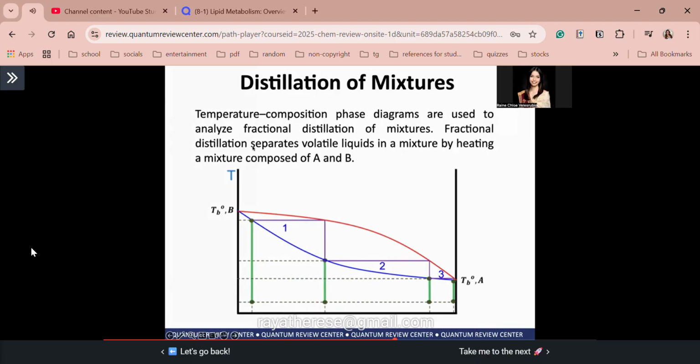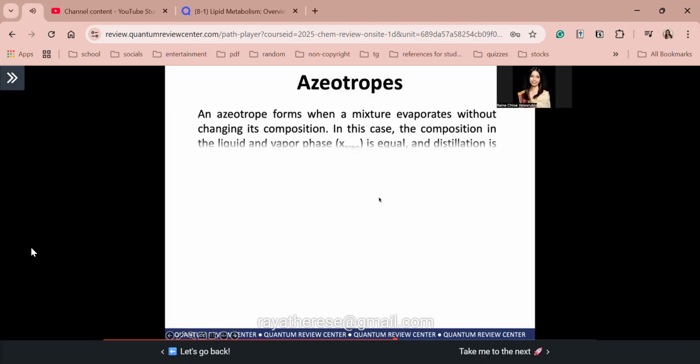Now guys, in relation to the distillation of mixtures, we have what we call the azeotropes. Azeotropes form when a mixture with components A and B evaporates without changing its composition. So kapag nag-evaporate and nag-condense ka ng isang mixture containing A and B, the mole fraction in the liquid and vapor phase, which is X azeo, is always equal. Therefore, distillation is not possible.